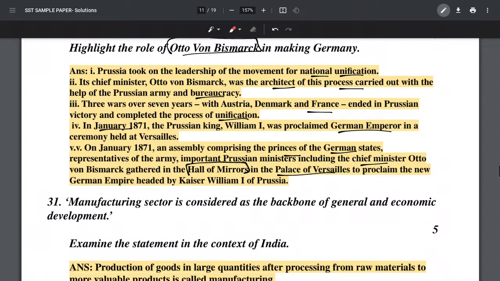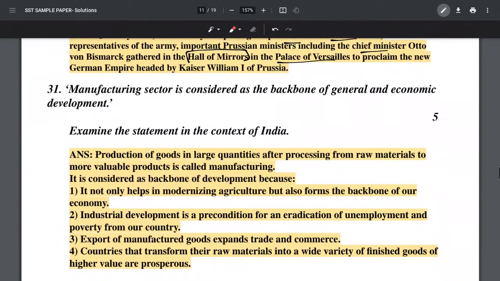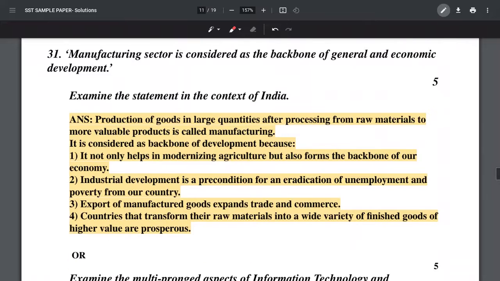Okay, so that was the role. Now, next one is from your geography. Manufacturing sector is considered as the backbone of the general and economic activities. Why? So we have to explain it in the context of India. Why is manufacturing known as the backbone?